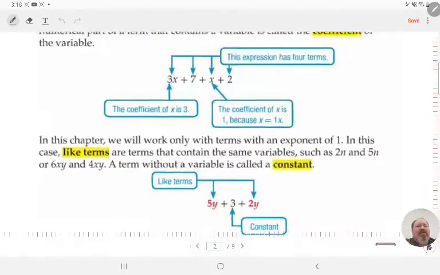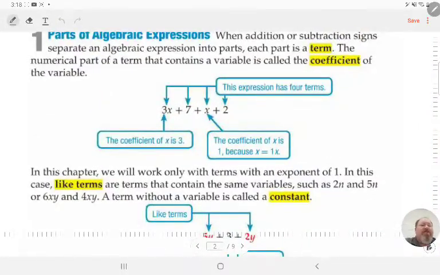All right. So when we talk about an algebraic expression, there are parts of an algebraic expression. When addition or subtraction signs separate an algebraic expression into parts, each part is a term. The numerical part of a term that contains a variable is called a coefficient of the variable. So for example, in 3x plus 7 plus x plus 2, these are all terms of the expression. So the expression has four terms: 3x, 7, x, and 2.